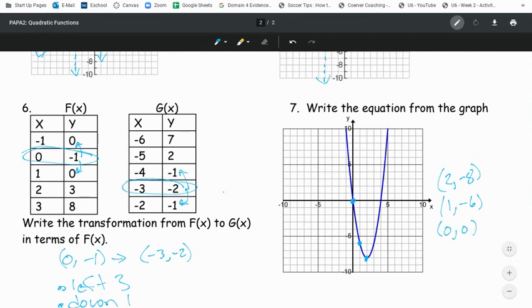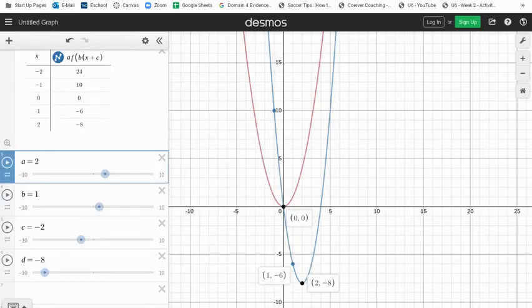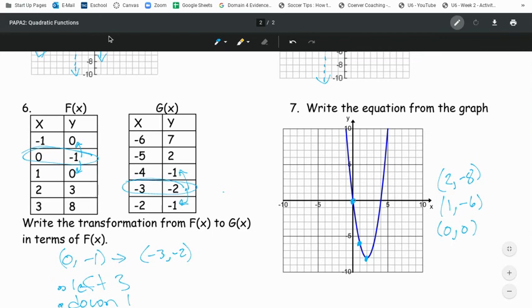Okay, so those are the points that we have. So it matches up. I just guessed and checked using my Desmos right here. So my equation could be written using these values. So I could say y equals 2 times (x minus 2) squared minus 8. So this could be an answer. Okay, this is called vertex form.